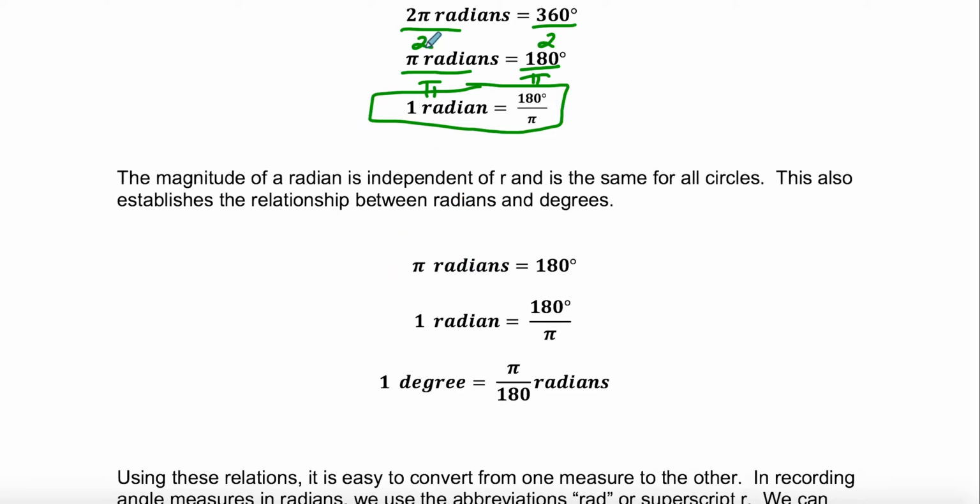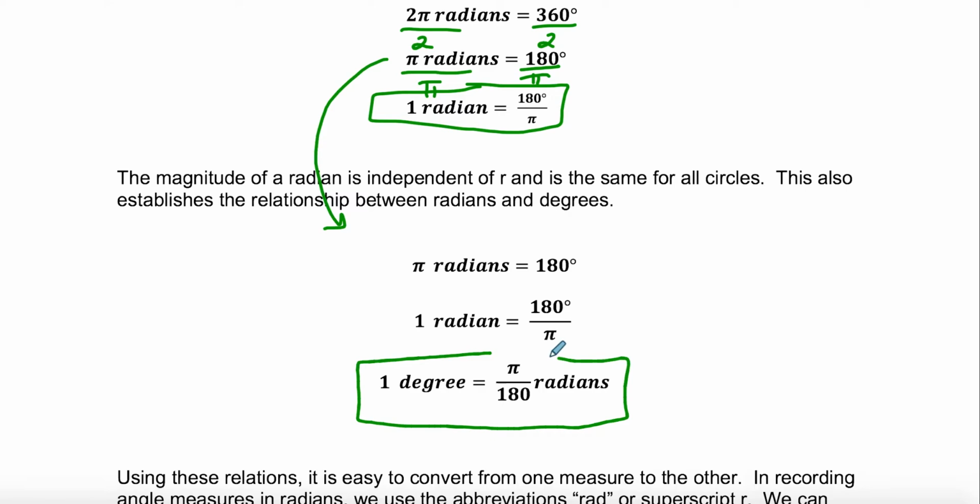If we go back to where we were up here and we continue on from there, pi radians equals 180 degrees. 1 radian equals 180 over pi. If I rearrange this, pi comes up here and 180 could go down there, and then we divide. We can also figure out that 1 degree equals pi divided by 180 radians.